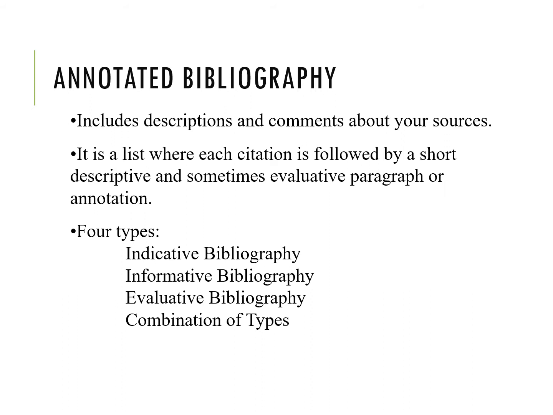However, you just have the paragraphs after each citation. It's a list where each citation is followed by that short descriptive and sometimes evaluative paragraph or annotation. Annotation means a short piece of writing. There are four types of annotated bibliographies. There's the indicative bibliography, the informative bibliography, the evaluative bibliography, and then the combination of types, kind of like a hybrid bibliography.